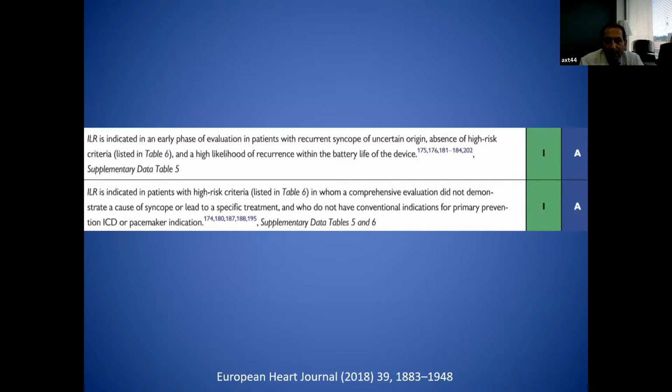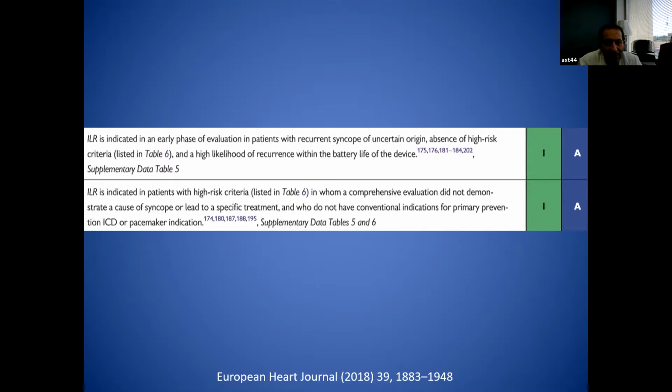So here are the guidelines. ILR is indicated in an early phase of evaluation in patients with recurrent syncope of uncertain origin, in the absence of high-risk criteria. So you should look at the EKG and make sure you're not missing something, like long QT, and then just give them a loop recorder, when they may benefit from a defibrillator, and a high likelihood of recurrence within the battery life of the device.